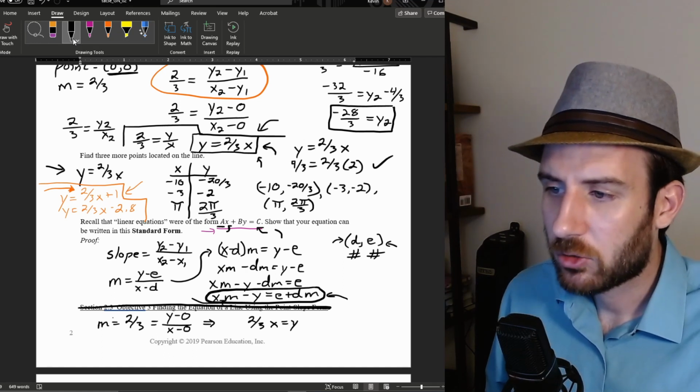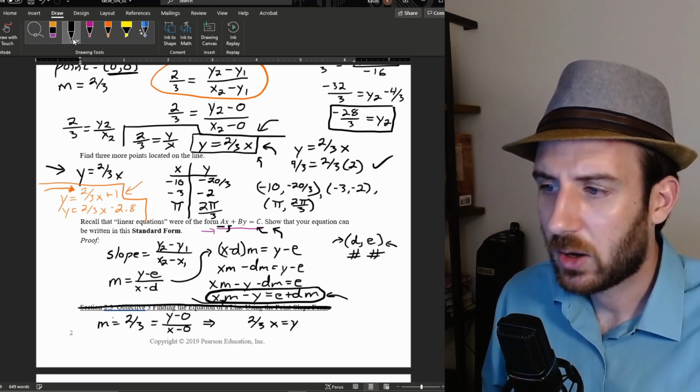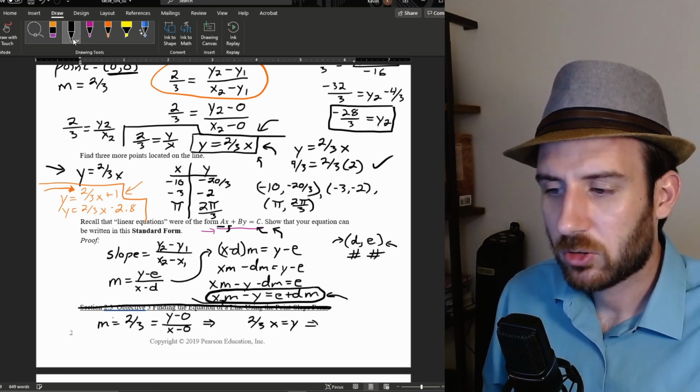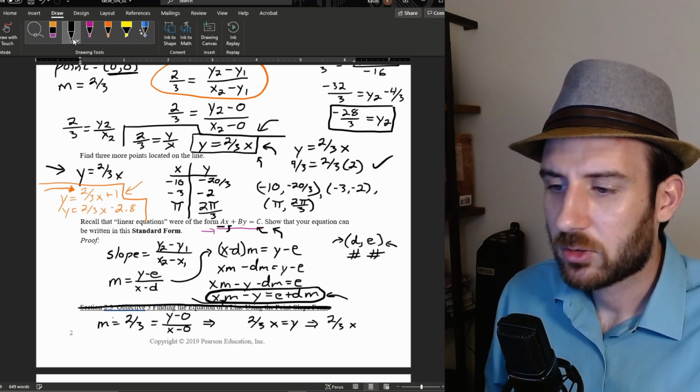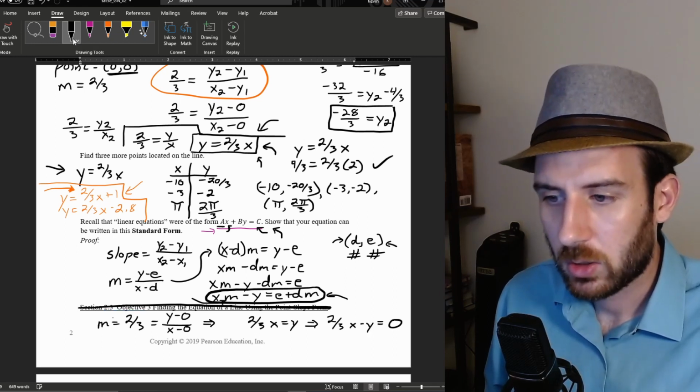How would we have gotten it into this structure? How would we have gotten the x and y's on the same side? Oh, well, let's just get the y on the other side. We'll subtract y from both sides. So it'll be 2/3 x minus y equals 0. And there you have it.